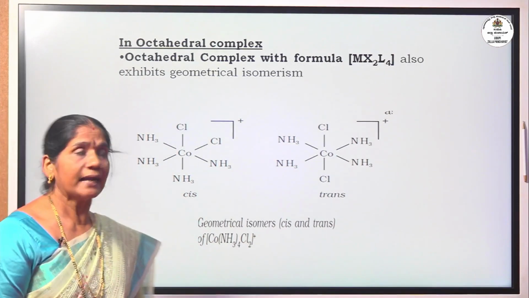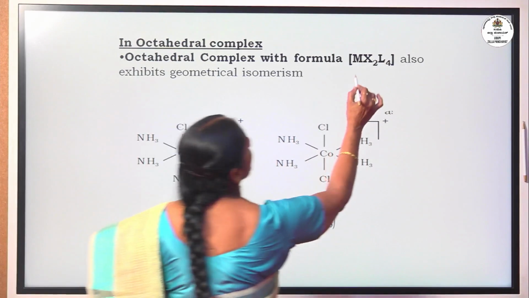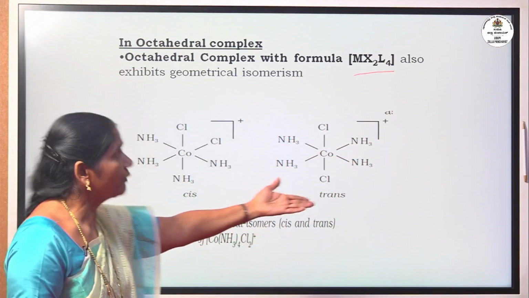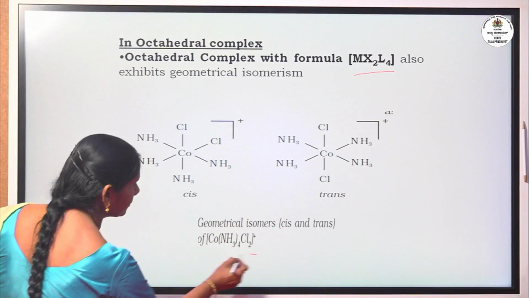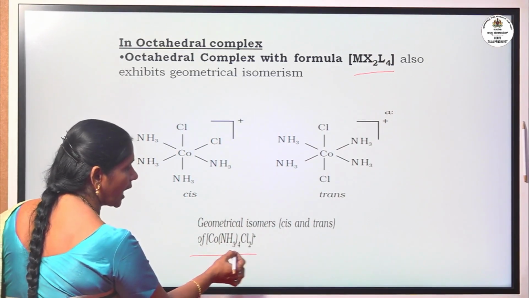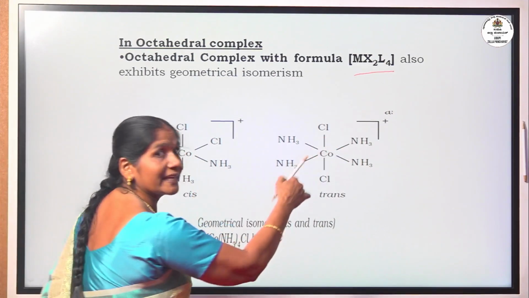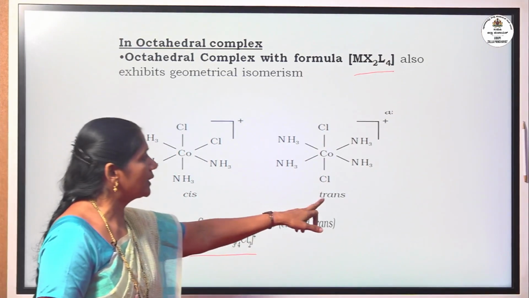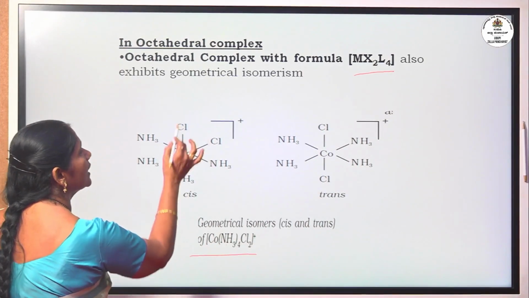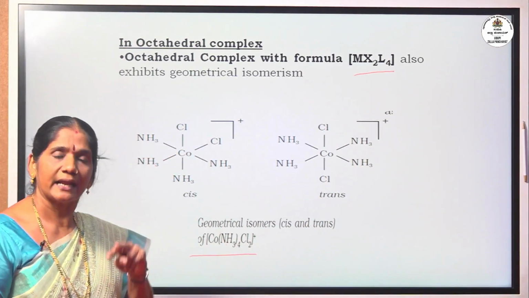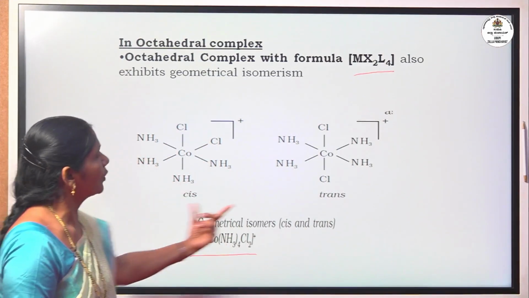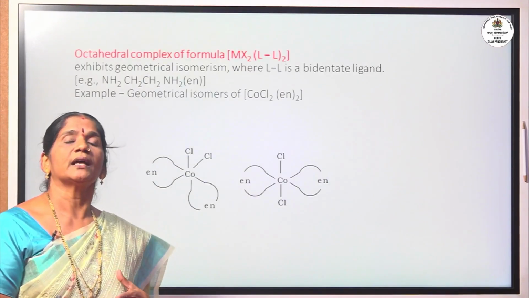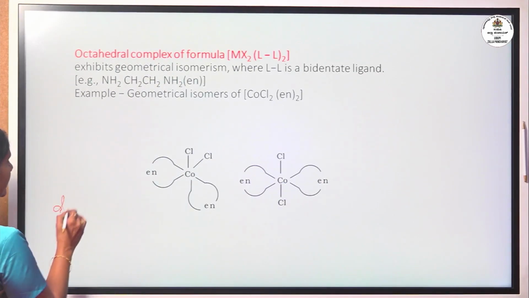Next we will see octahedral complexes. In octahedral complexes of the type MX2L4, X is one kind of ligand and 4 ligands are of a different type. In such a case, if you take the example of cobalt tetraammine dichlorido, if the two identical chlorine ligands are on opposite sides, it is called trans, and when the two chlorine atoms are adjacently placed, here or here, anywhere, it is called cis form, and when they are opposite to each other, it is called trans form. These geometrical isomers are possible even with didentate ligands.